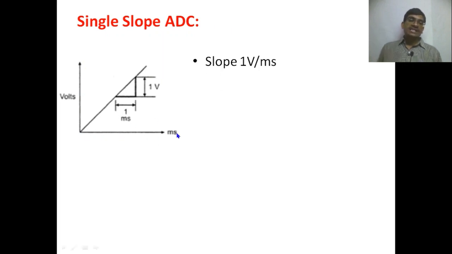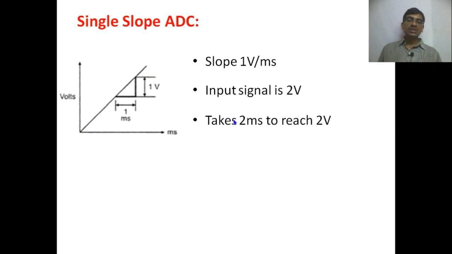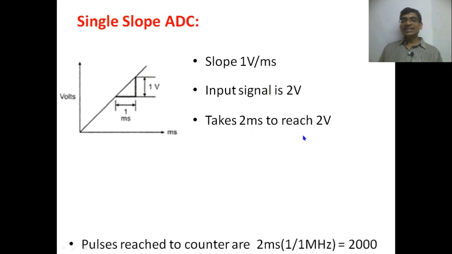On the x-axis is time in milliseconds and on the y-axis is voltage. Take this ramp signal, which has a slope of 1 volt per millisecond, and an input signal of 2 volts. It takes 2 milliseconds to reach 2 volts. The ramp output reaches the input voltage in 2 milliseconds because the ramp is increasing 1 volt per millisecond.